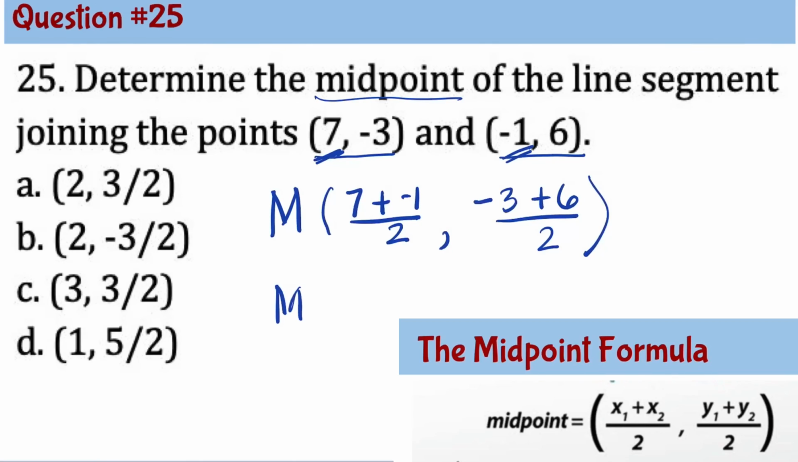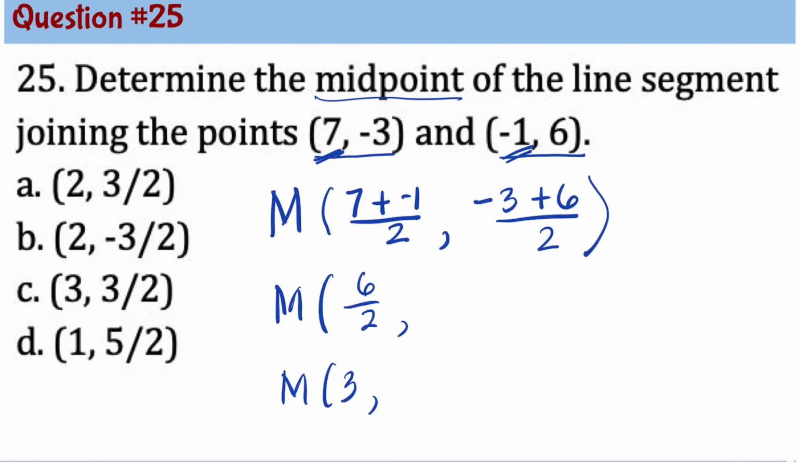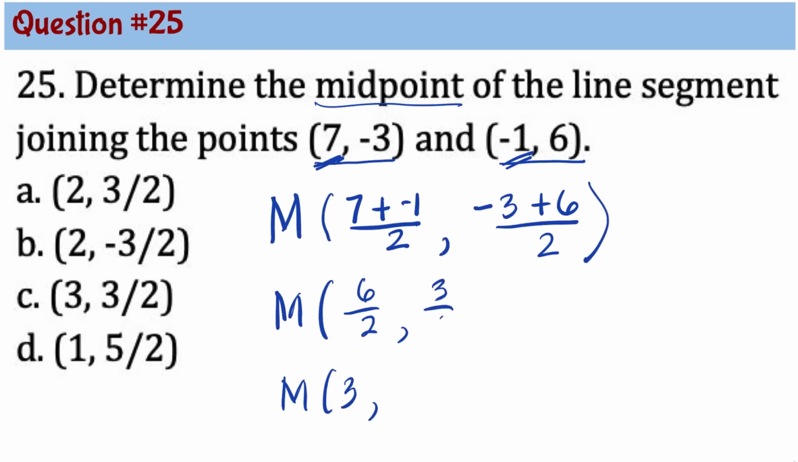So the midpoint in simplest form will be 7 plus -1 is 6. 6 divided by 2, which is of course 3. For the second, -3 plus 6 divided by 2. So that is 3 over 2. That means the midpoint is 3, 3 over 2, which is letter C.